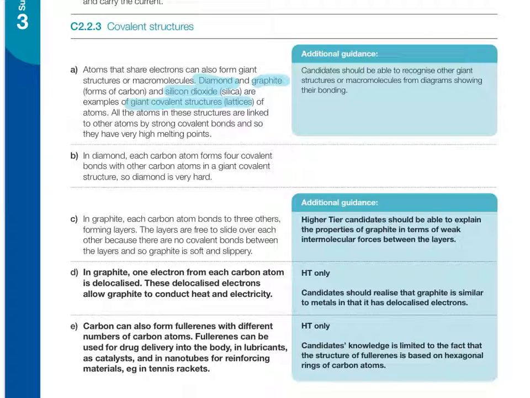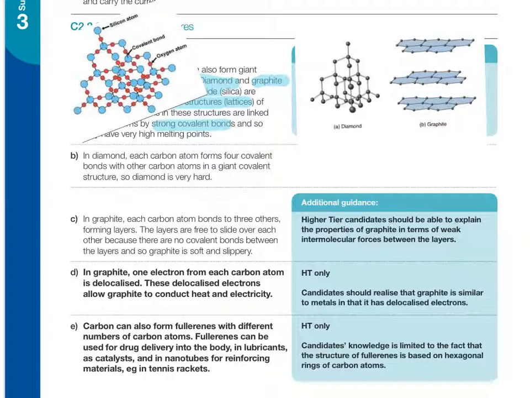They're all examples of giant covalent structures or giant covalent lattices. And you've got lots and lots of strong covalent bonds linking those atoms together in these three examples of giant covalent structures. If you have lots of strong covalent bonds holding atoms together, that means you're going to need a lot of energy to overcome these bonds, and that means your giant covalent are going to have very high melting points.